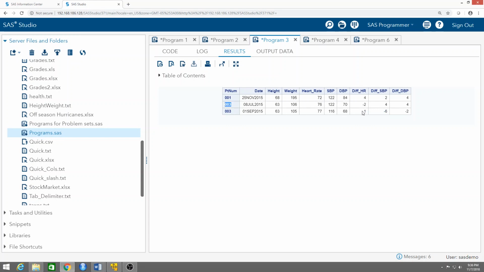So let's check that. Okay, difference in heart rate, 77 minus 76, 1 actually, so we're fine. 116 minus 122, negative 6. It decreased by 6. 68 minus 70, decreased by 2. So it worked fine. So now we have this data table with the differences in heart rate, SBP, DBP. You could also drop these variables if you don't want to see them, and just keep the differences. But in this case, we wanted to see everything.